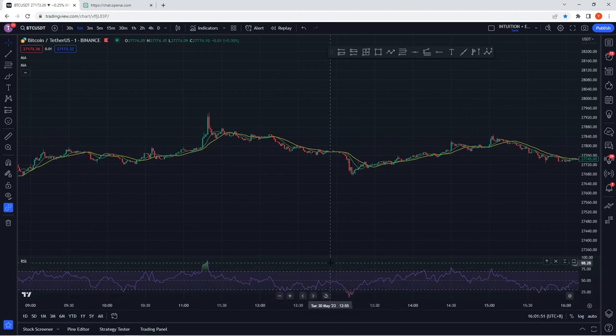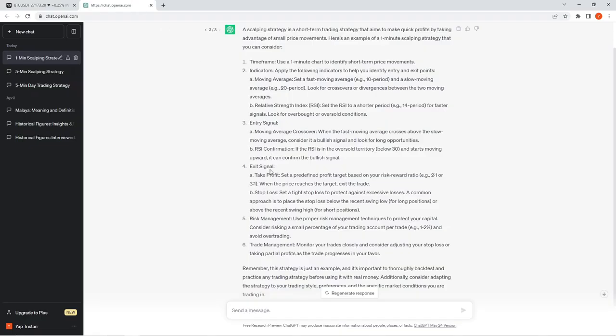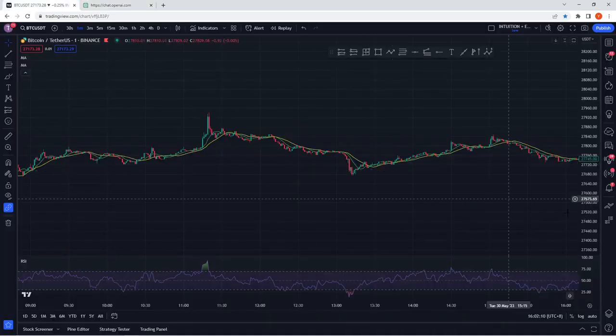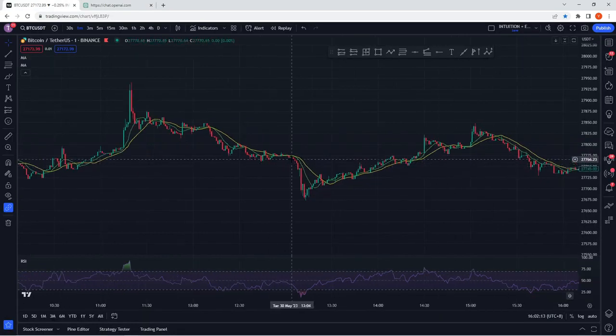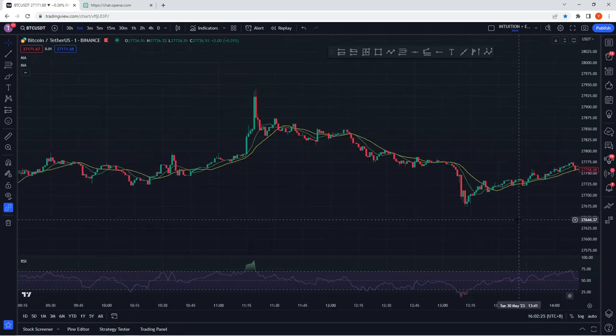For the exit signal, they're not really giving a rule. The take profit and stop loss is something that you would just decide yourself. But since I have done a few trades myself, I'm going to be the one setting the stop loss and take profit. I'll base the stop loss on the lowest swing low or the highest swing high, and I'm going to show you how to do it later. For the take profit, I'll probably just set 1.5 times the stop loss. So anyways, let's dive straight into this video.